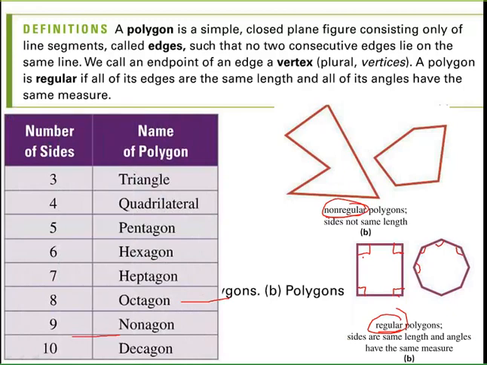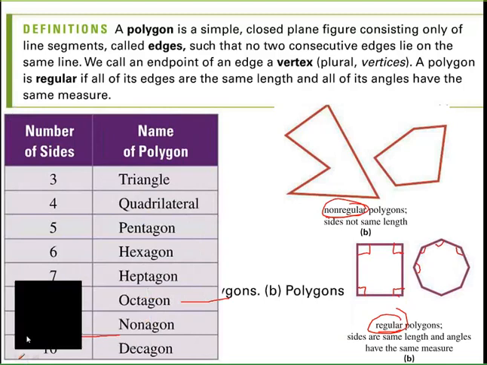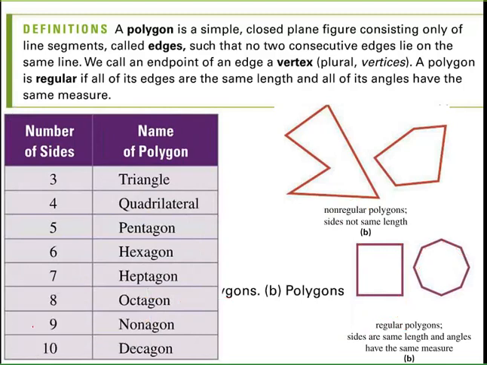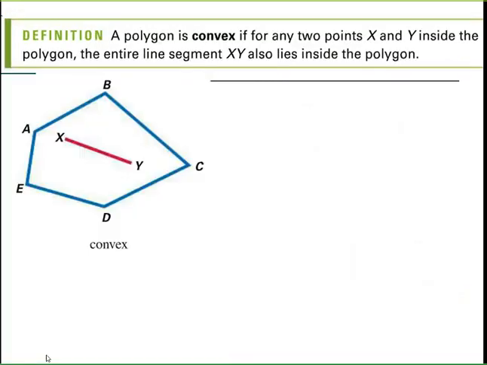So here is a list of names for polygons. Maybe you've heard them before. Of course, triangle, quadrilateral, pentagon, hexagon, 6 sides, heptagon, hepta meaning 7, octagon, an octopus has 8, nonagon, that's a weird one, 9, and decagon is 10. Okay, we'll be seeing some of those.